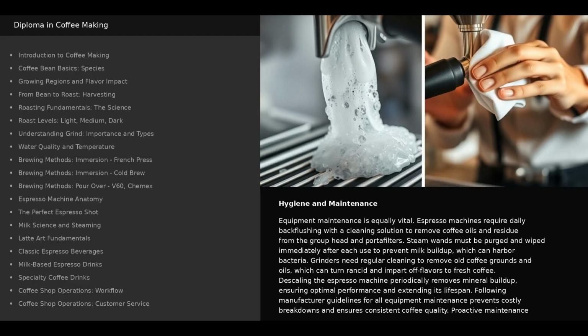Espresso machines require daily backflushing with a cleaning solution to remove coffee oils and residue from the group head and portafilters. Steam wands must be purged and wiped immediately after each use to prevent milk buildup, which can harbor bacteria. Grinders need regular cleaning to remove old coffee grounds and oils, which can turn rancid and impart off flavors to fresh coffee. Descaling the espresso machine periodically removes mineral buildup, ensuring optimal performance and extending its lifespan.